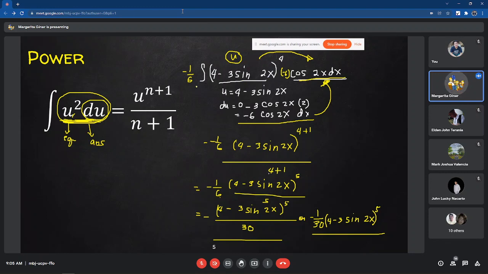Kay kung i-multiply mo negative 6 times negative 1 over 6, that is positive 1. So, doon wala lang siya. So, that's why mo lang nag-multiply kita.